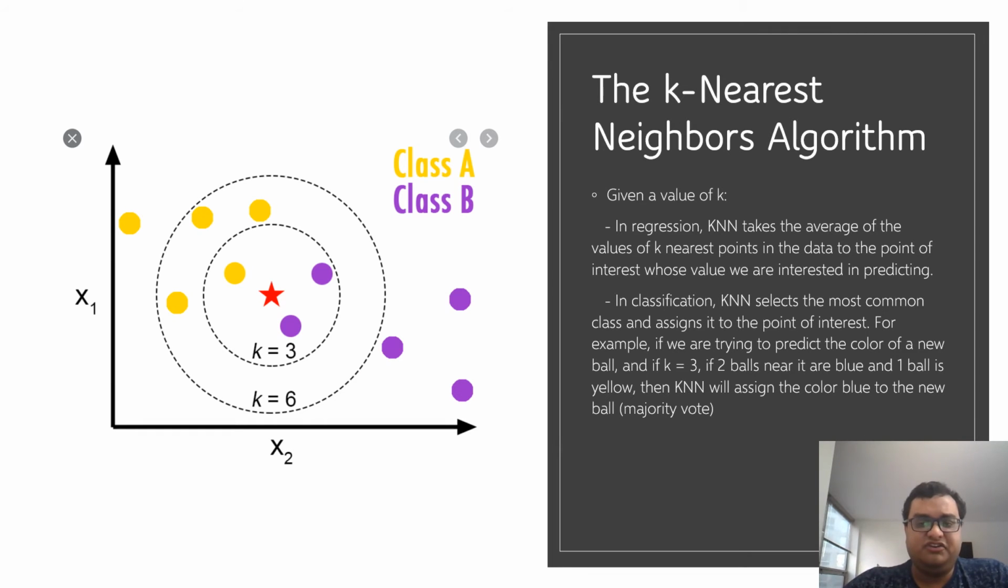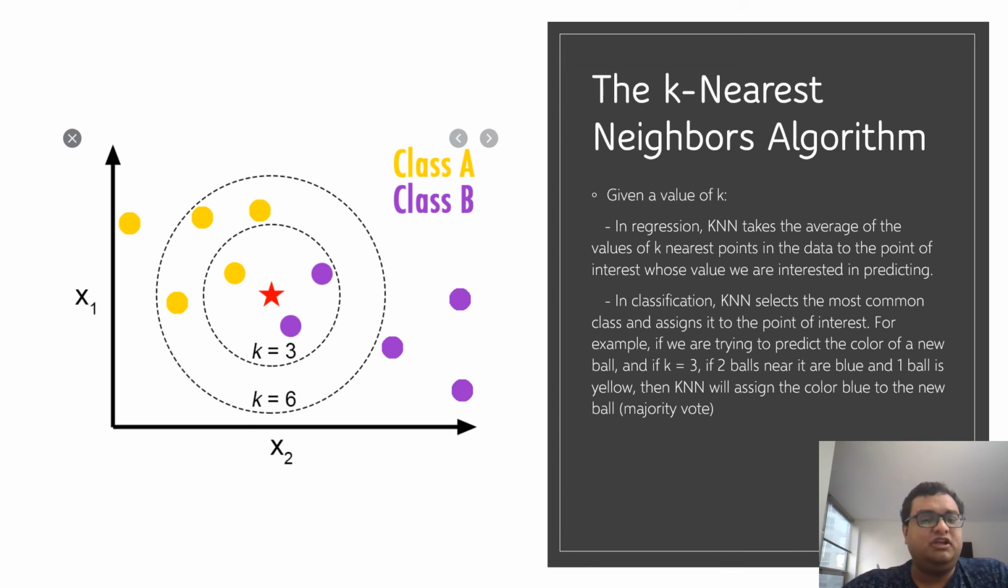So how does the k-nearest neighbors algorithm work? How does the KNN work? For example, if you have a certain value of k, in regression, the KNN simply takes the average of the values of the k nearest points in the data to the point of interest whose value we are interested in predicting. And in classification, KNN selects the most common class and assigns it to the point of interest.